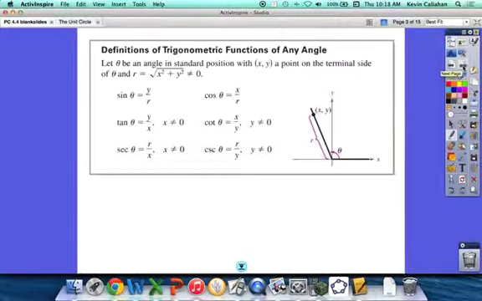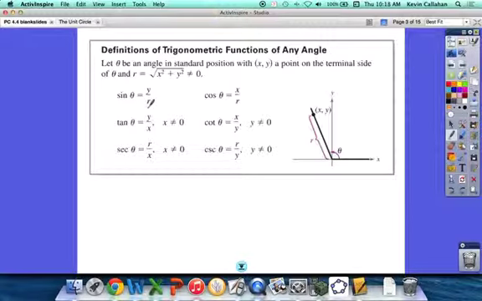The terminal side of the angle can be anywhere in the coordinate plane. The initial side is always on the positive x-axis. If you have a point on the terminal side, then for that point you'd be able to define the x-coordinate and the y-coordinate, and you would define the 6 trig functions like so. The sine now is y divided by r.